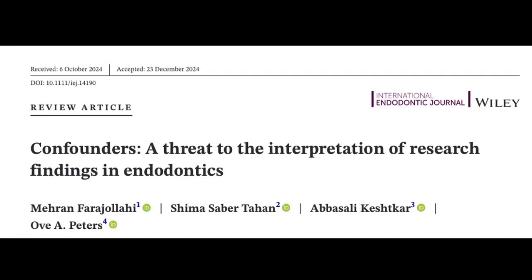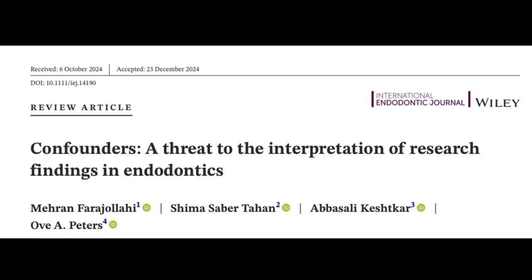Confounders, a threat to the interpretation of a research finding in endodontics, by Farajollahe et al. in 2025. Confounding, commonly known as confounding bias, is typically described as the blending or mixing of effects that occur when a researcher aims to assess the impact of an exposure on the outcome, but inadvertently measures the influence of another factor known as the confounding variable.